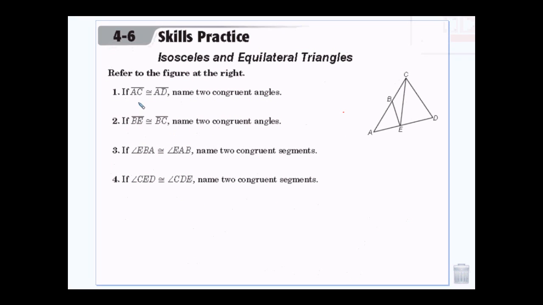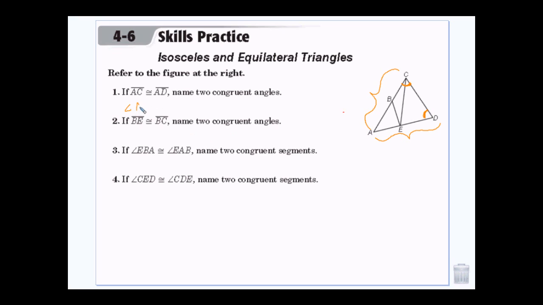Okay, so what we have, if AC is congruent to AD, so we're looking at AC and AD to be congruent. Those are the two sides. We want to know which angles are congruent. So we're going to go opposite. So that gives me this corner angle here and this corner angle here.